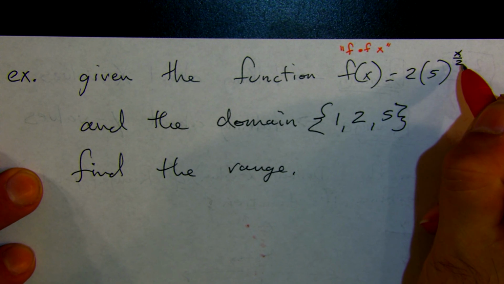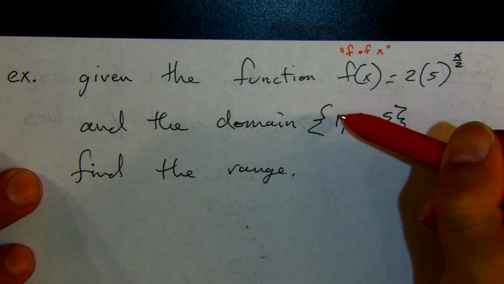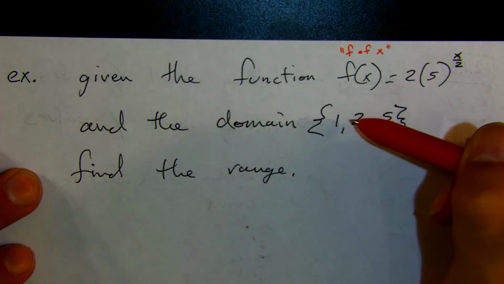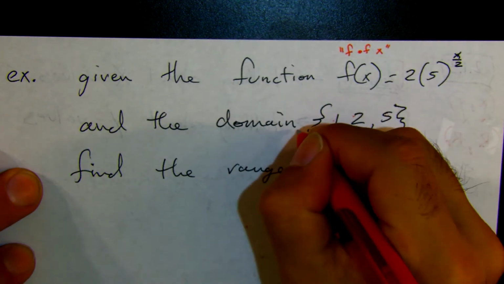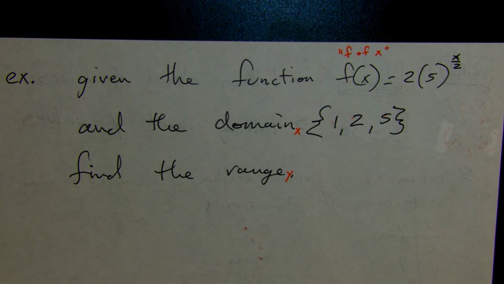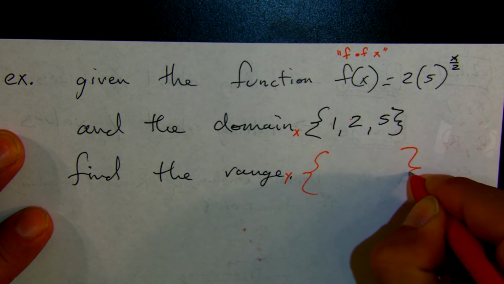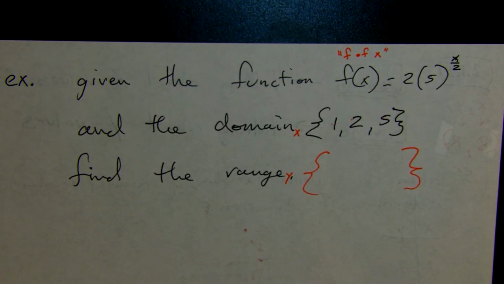F of x is equal to 2 times 5 raised to the x over 2. So this is just like we're having on the unit test. We have to plug in our x values, evaluating for our domain values. Our domain is our x values. Remember, x is domain, range is y. So given the function f of x is equal to 2 times 5 raised to the x over 2, and the domain, find the range. And we're going to express the range as an answer set.